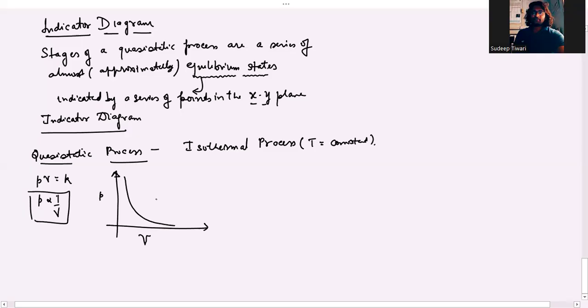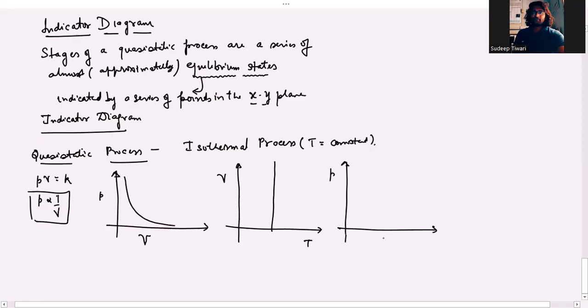So this is your indicator diagram. The same thing I can draw if the process is isothermal. Let's say temperature is here, volume is here; then constant temperature implies this. And if I draw it in terms of P and T, with pressure here and temperature here, then if temperature is constant, this is how I can draw an indicator diagram.